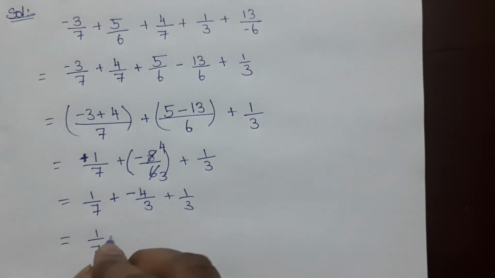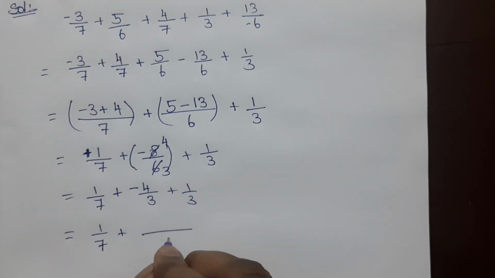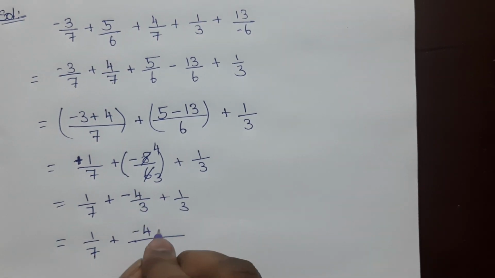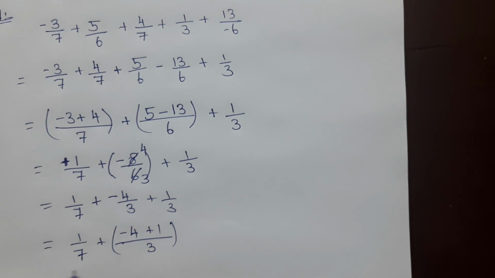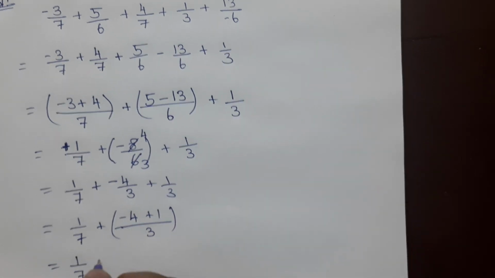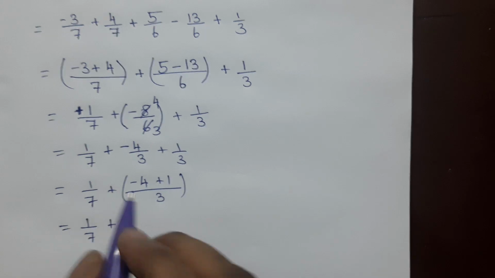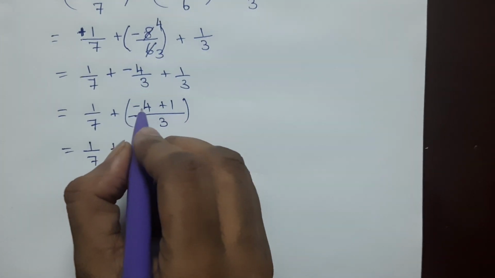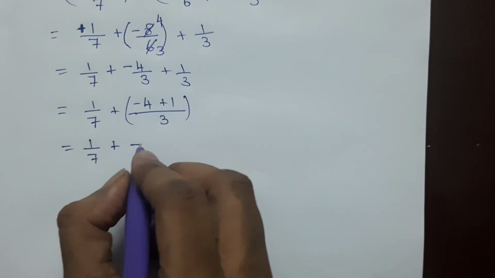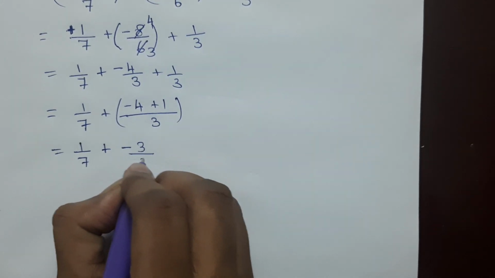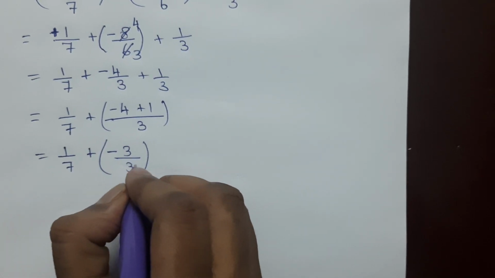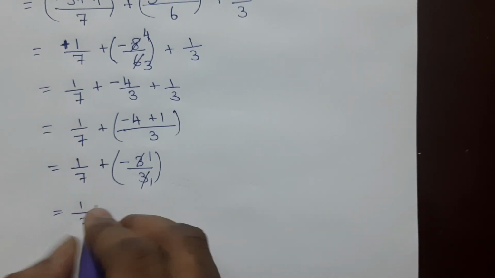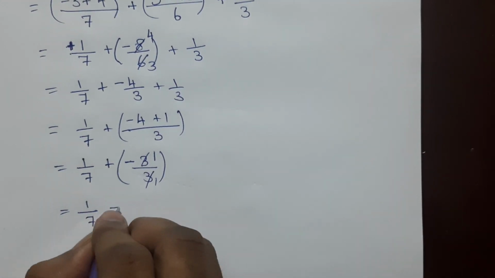Here we got the same denominator. So you can take 3 as the common denominator and add the numerators. Minus 1 plus 1. So use the bracket, 1 by 7 plus. Now in addition, one positive and one negative means put the greater number's sign. Greater number is minus 4 here. So minus 4 minus 1, 3 by 3. Close the bracket. 1 3 is 3 and this also 1 3 is 3. So you can get 1 by 7 plus into minus, minus 1.